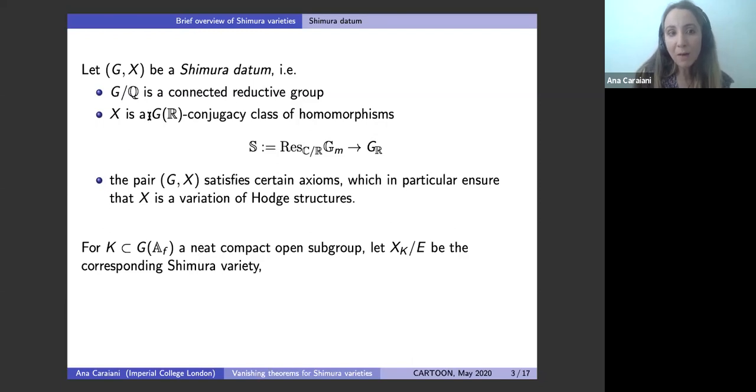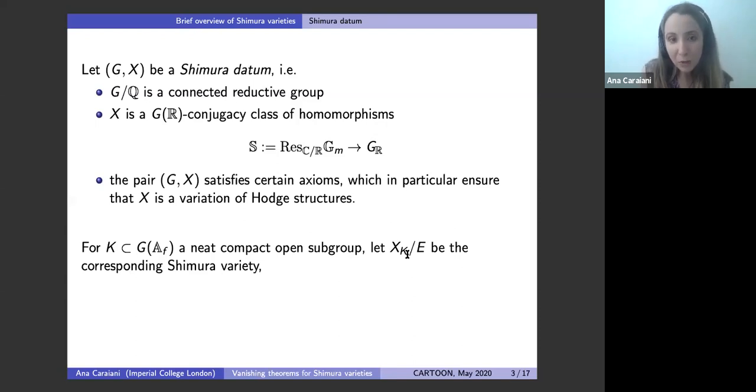And so when you have this kind of Shimura datum and a sufficiently small level, you can define associated to this an algebraic variety over E, which is known as the Shimura variety attached to G at level K. And so this is an algebraic variety that is defined over some number field E, which is a finite extension of Q. So an algebraic variety defined over a number field.